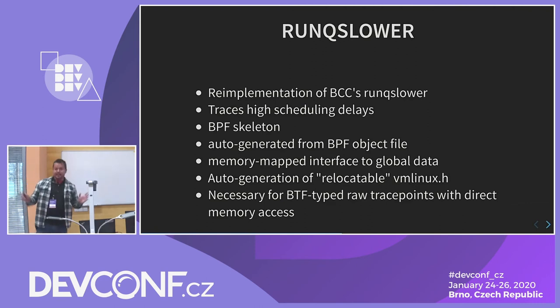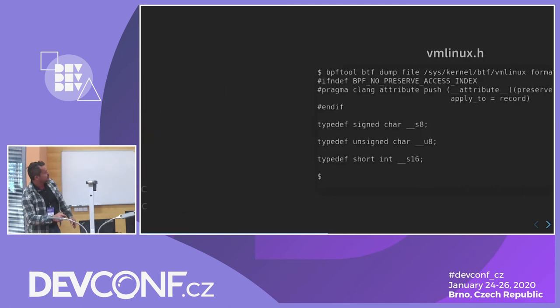So with this in mind, let's take a look at something that was implemented something like two or three weeks ago, which is called runqslower, which initially was a BCC program, the BPF Compiler Collection, or however it's called. It basically traces high scheduling delays. So bpftool allows you to create a BPF program, build it, and then from the object file, generate a skeleton that provides all you need to process the events produced by this BPF program. It's auto-generated from the object file. That relocatable vmlinux is this thing that I mentioned, this thing here.